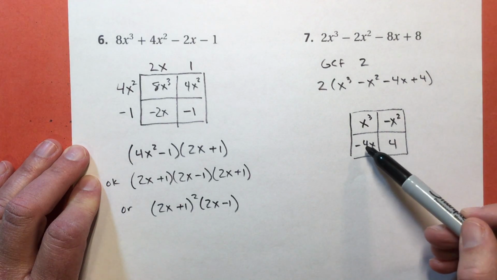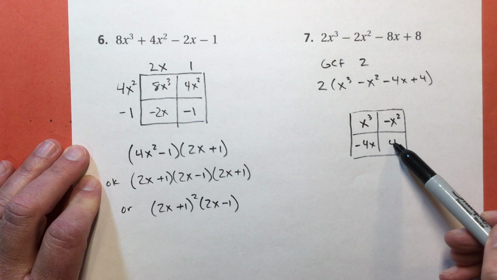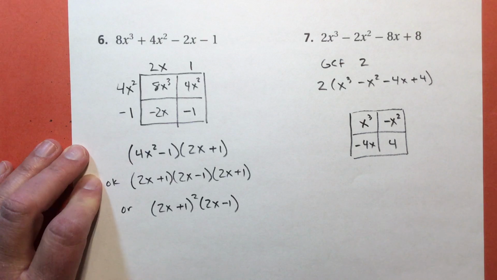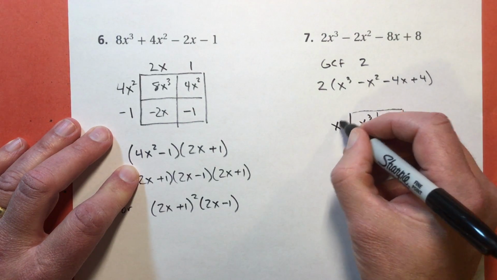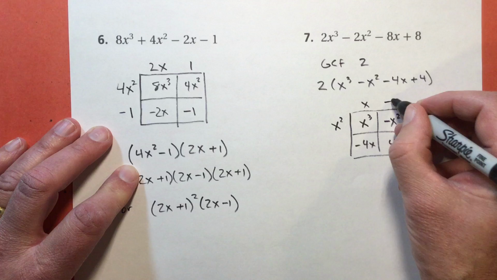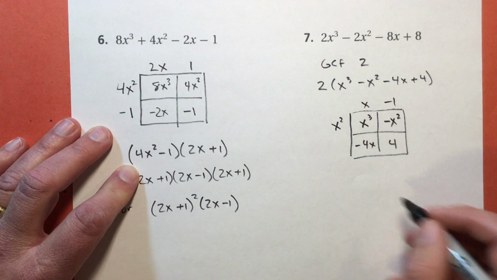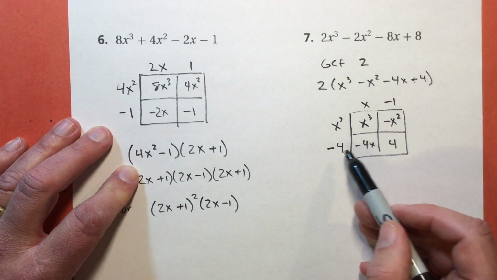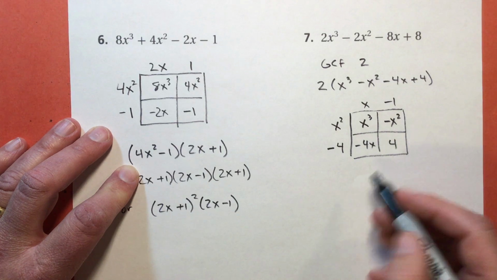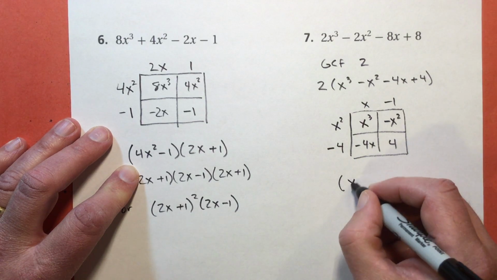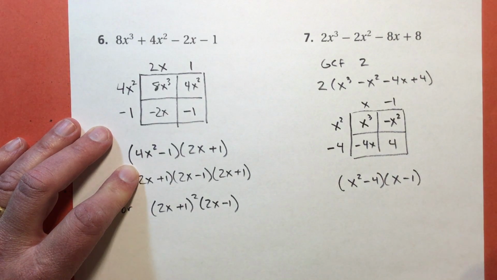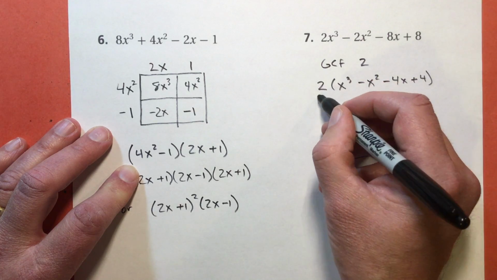And by the way, I notice that if I've got a negative here, but no negative here, that means I'm going to have negative times negative equals positive. So be aware of that. This is x squared, leaving the other x and a negative 1. This is going to give me a 4, but like I just said, it's actually negative 4. Negative 4 times x is negative 4x, and negative 4 times negative 1 is positive 4. So I get x squared subtract 4 times x minus 1. But wait, don't forget the 2.